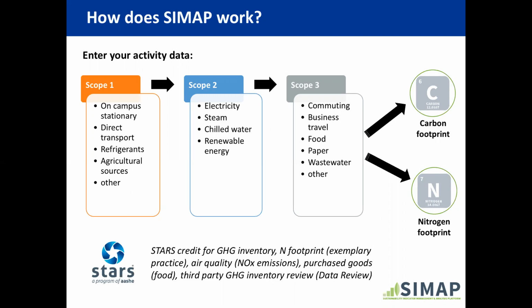So for example, you can use your SIMAP results to enter your greenhouse gas inventory into STARS. The nitrogen footprint is now an exemplary practice credit in STARS. In the air quality portion, there's a section for entering your NOx emissions, which can be calculated in SIMAP. In the purchased goods category in STARS, the food data that you enter into SIMAP can be modified and entered for STARS as well. And if you complete a data review with our team, which we'll be talking more about later, you can also get the STARS credit for the third-party greenhouse gas inventory review.